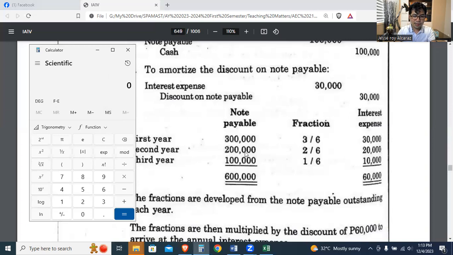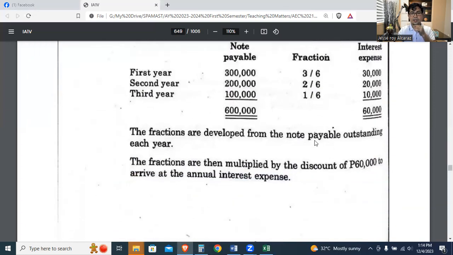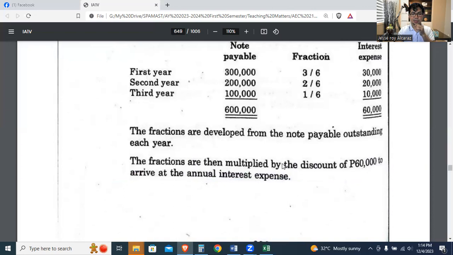Then, that's why 200 is not the basis. Take that 60, times 2 over 6. That's 20. And then, the remaining 10. So the fractions are developed from the notes payable outstanding.